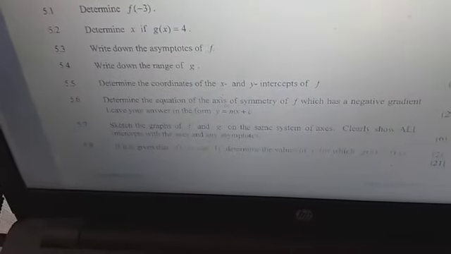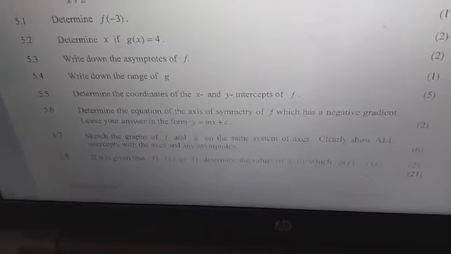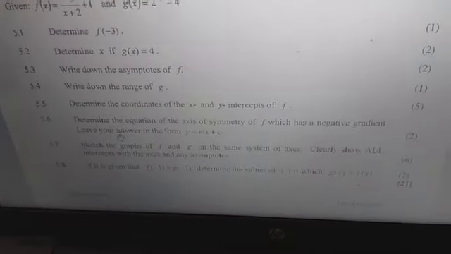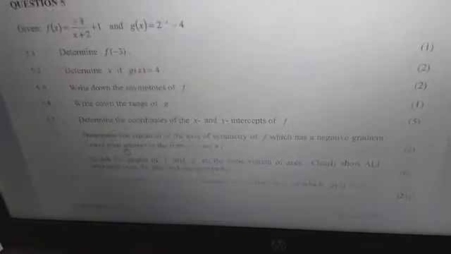5.6, determine the equation of the axis of symmetry of f which has a negative gradient. For this one, I will have to illustrate on the worksheet for you to understand it. So for the axis of symmetry with negative gradient, you have y equals negative x plus c, right?